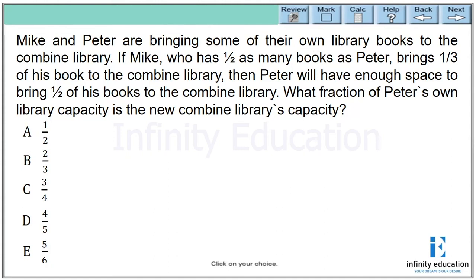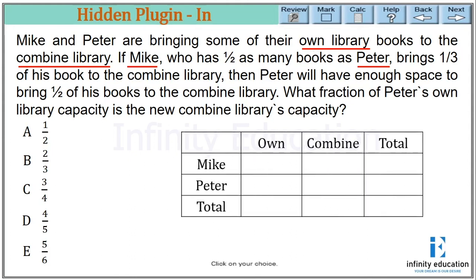So too much information, right? But I can see there is own library, combined library, Mike and Peter. So similar to the previous 2 questions, 2 things have 2 different segments, right? Like Mike and Peter, and combined library and own library. So I must use hidden plug-in for this. At the same time, I must make a table because of Mike and Peter, own library and combined library.